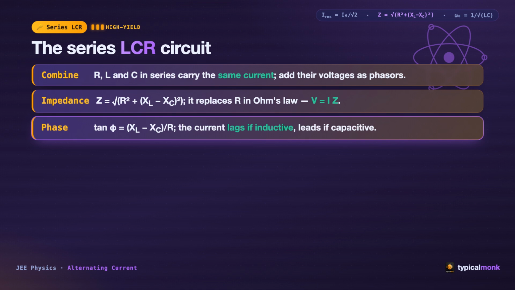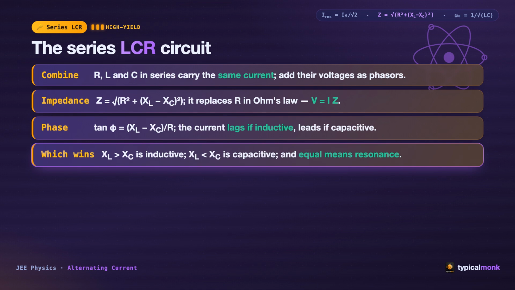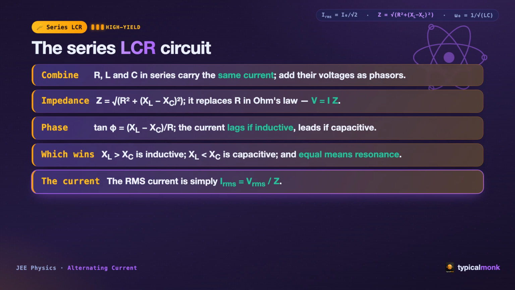The current lags if the circuit is inductive and leads if it is capacitive. Which wins? If XL is greater than XC, the circuit is inductive. If XL is less than XC, it is capacitive. And when they are equal, that is resonance. The RMS current is simply the RMS voltage divided by the impedance Z.